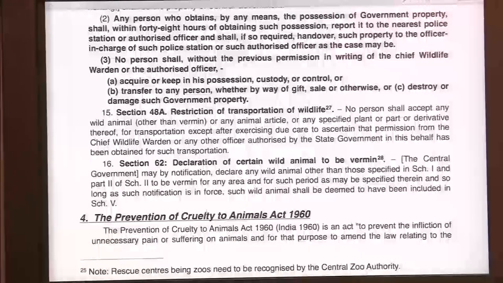Otherwise, it would be considered an offense. Next, section 48A restricts the transportation of wildlife without prior permission, and section 62 declares certain wild animals to be vermin. In the case of section 62, the central government may by notification declare any wild animal other than those specified in schedule 1 and part 2 of schedule 2 to be vermin for an area and for such period as may be specified therein, and so long as the notification is in force, such wild animal shall be deemed to have been included in schedule 5. Now, in the case of schedule 5, there is a provision that these animals can be hunted.